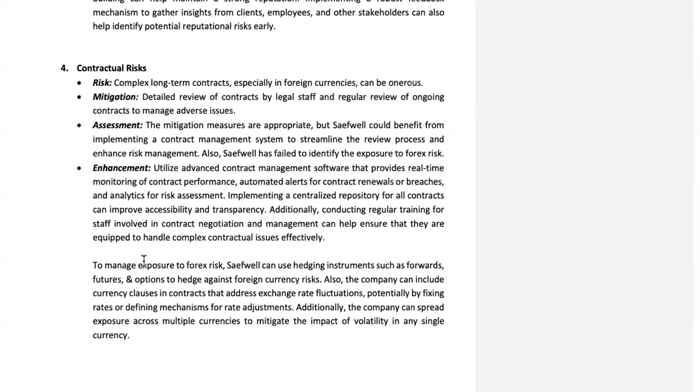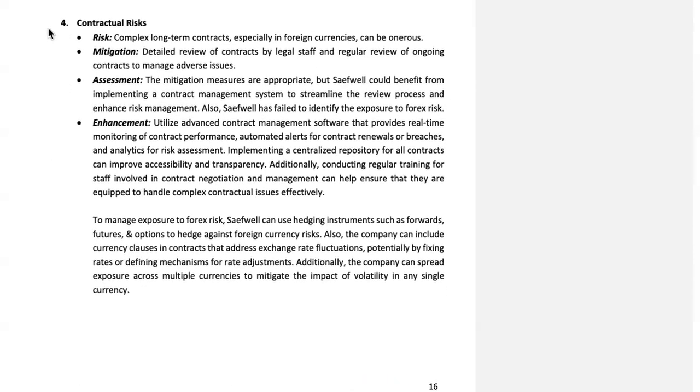I just want to direct your attention towards the fourth risk, contractual risk. As per what appears within our principal risks report, we are exposed to a risk due to complex long-term contracts, especially in foreign currencies, which can be onerous. So that's the risk which we have identified. And what type of mitigation action have we come up with?